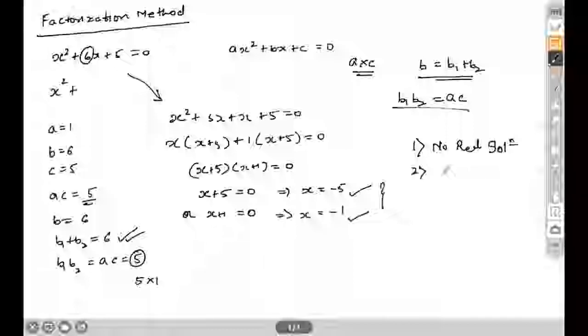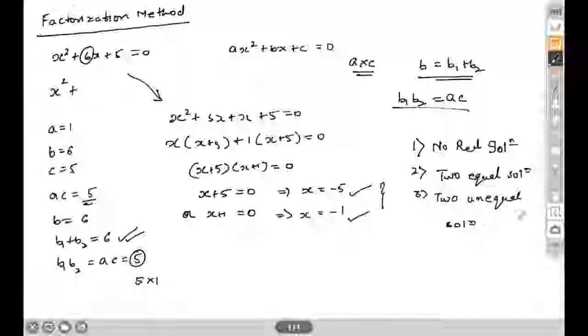No real solution, or it can have two equal solutions, and third is two unique or two unequal solutions. Now we are talking in terms of only real numbers. We are not going into the realm of complex numbers. So if these are valid, then these are valid for, as in the solutions are in real domain.